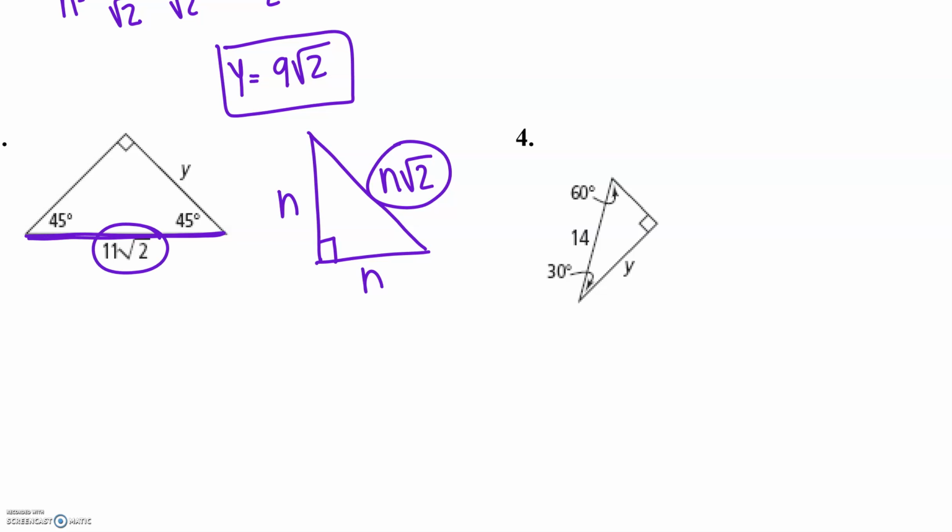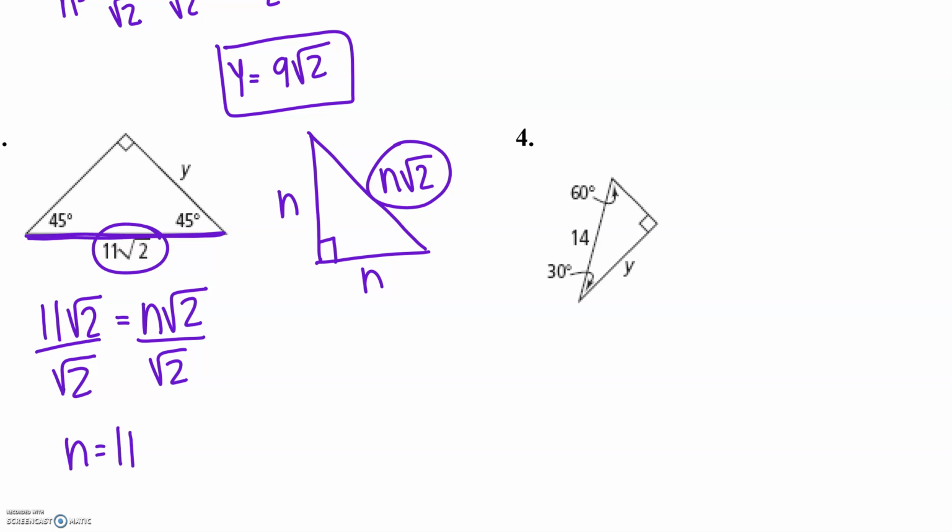So that means we're going to have 11 square root of 2 equal to n square root of 2. When we do that, we are going to divide both sides by the square root of 2. Since we have a square root of 2 on the top and the bottom, we can cross those out, which just leaves us with n equals 11. Okay, from here, we're looking for y still. That y is still going to equal n, so that means that y equals 11.